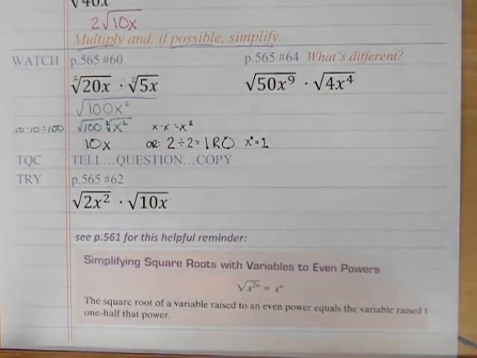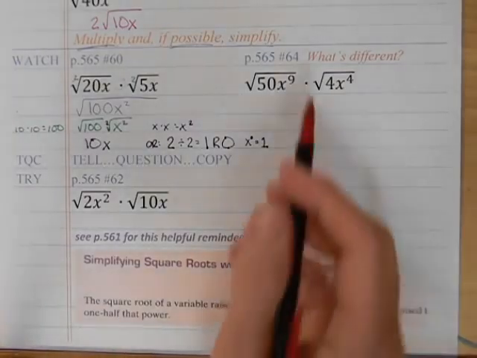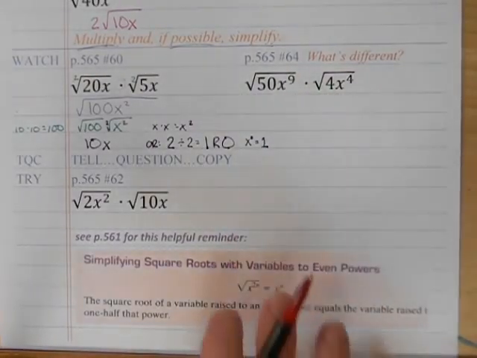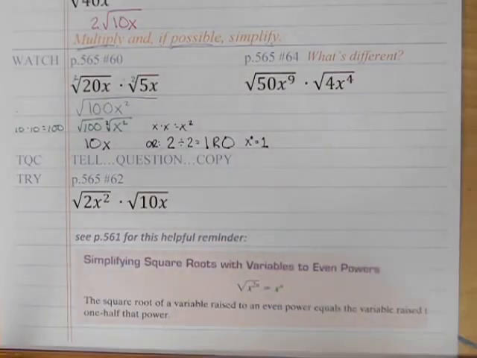Okay, so we're multiplying and then simplifying. So it feels like we're smushing together and then pulling them back apart. The difference is when we pull them back apart, we're looking for those perfect squares, because we're looking at square roots. In just a little bit, we'll up the roots and do that.